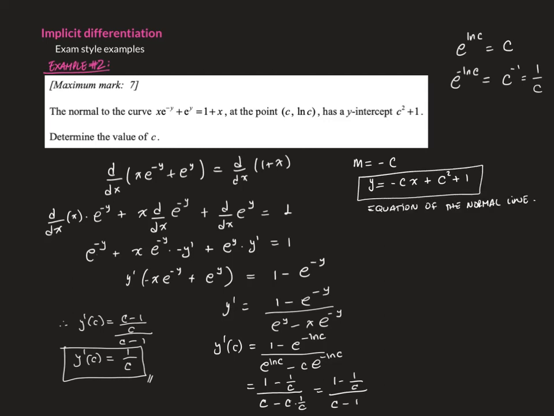Now in order to find the value of c, I know that this line has to go through the point (c, ln c). So I'm going to substitute that, and we find the final value of c equals e.